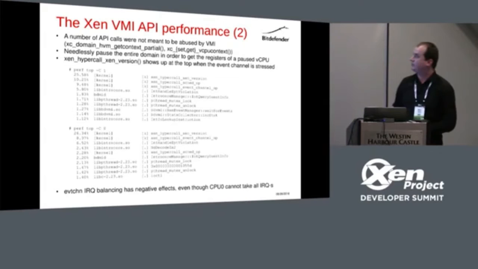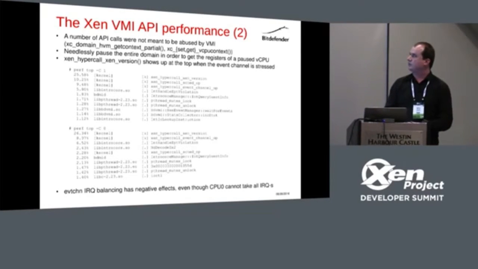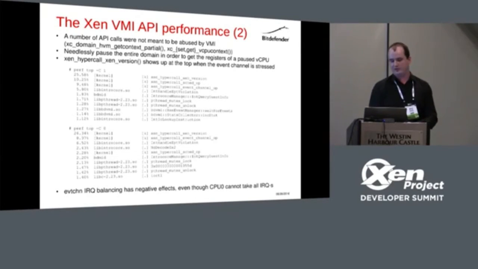So a little bit of a conclusion. A lot of the API we're using for introspection was not designed to be abused the way we do right now, especially the API that was specifically employed for migration. I think that was the purpose of HVM get context partial. There were a number of things that are not needed for a per-vCPU operation, like that domain pause.